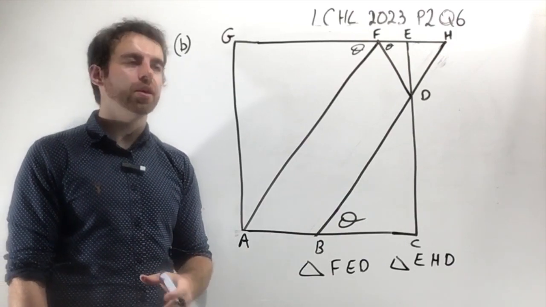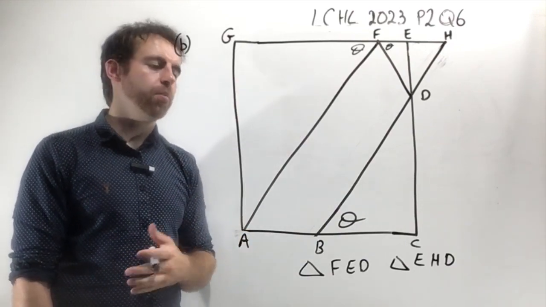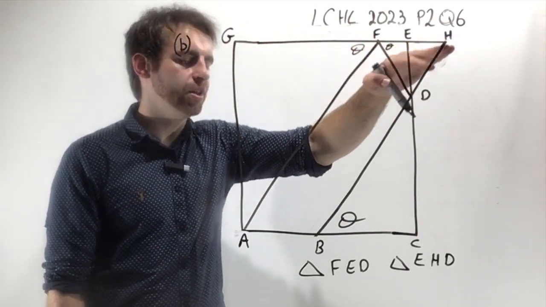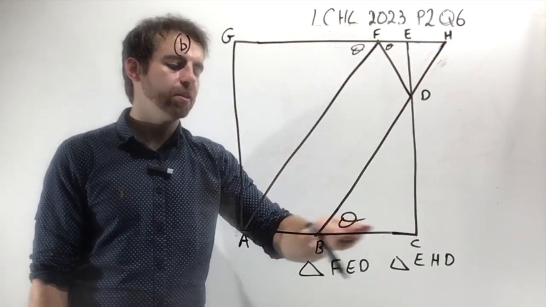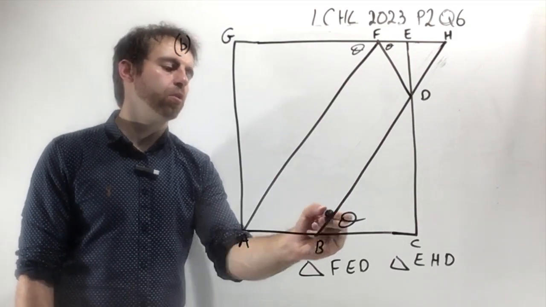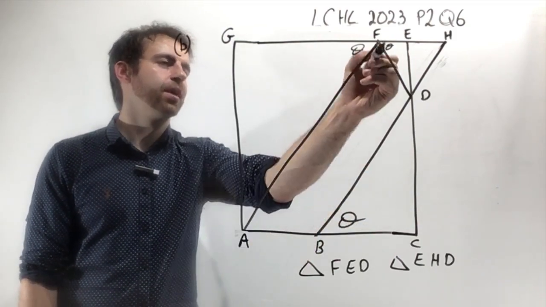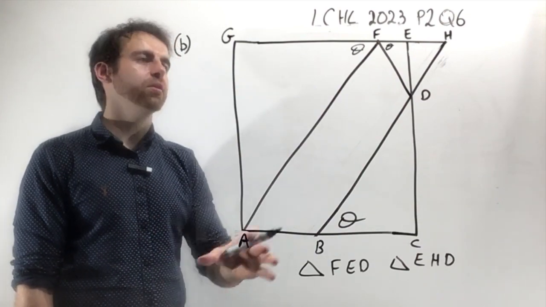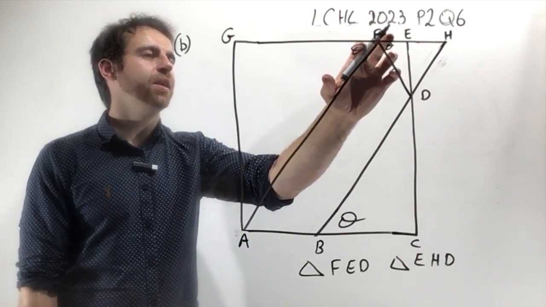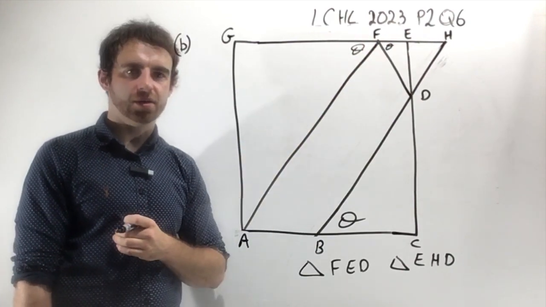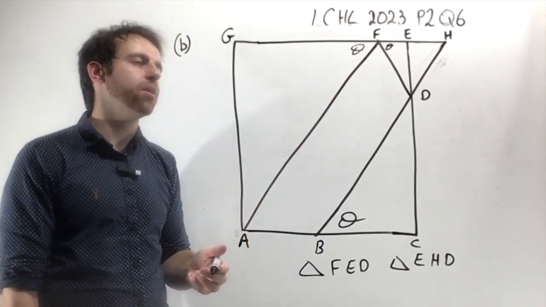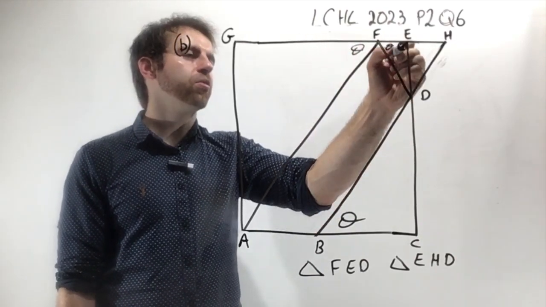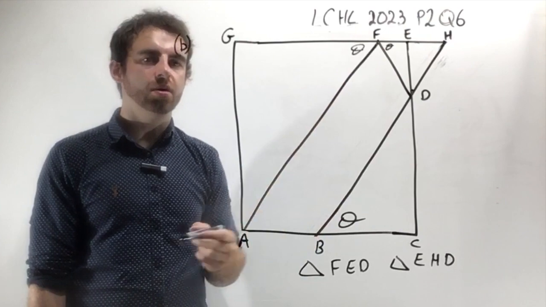Okay, in part B here, we're introduced to this diagram. Basically we have a rectangle, but the top of the rectangle has been extended onto H and joined back onto the base of the rectangle AC. We know a couple of angles, theta, so that's theta, and that's theta. We're asked to prove, using congruent triangles, that the distance from F to E is the same as the distance from E to H. So you should recognize here that they want you to prove that the triangle FED and the triangle EHD are congruent.